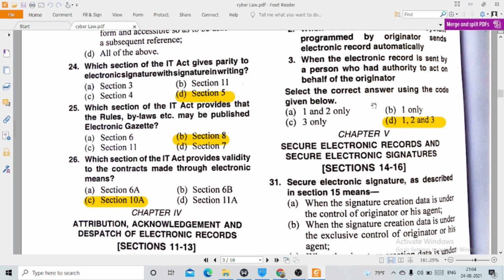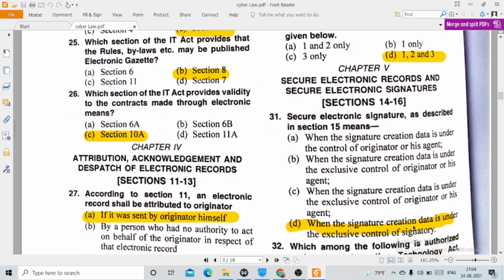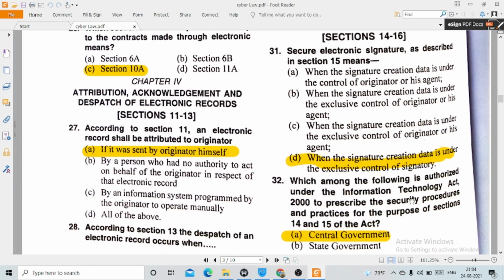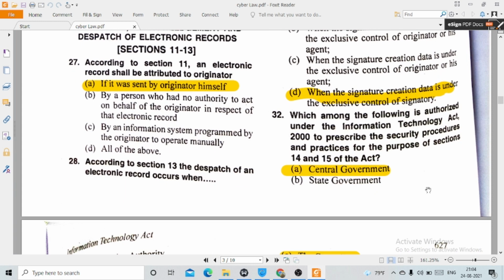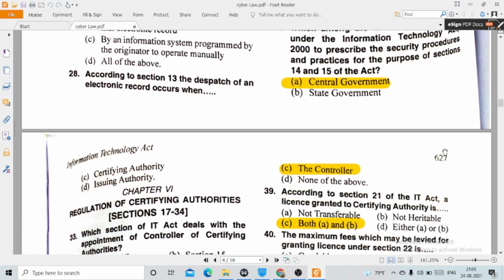Then Chapter 5, Secure Electronic Records and Secure Electronic Signature, Sections 14 to 16. 31. Secure Electronic Signature as described in Section 15 means option number D, when the signature creation data is under the exclusive control of signatory. 32. Which among the following is authorized under the Information Technology Act 2000 to prescribe the security procedures and practices for the purpose of Sections 14 and 15? So this is authorized by option number A, Central Government.